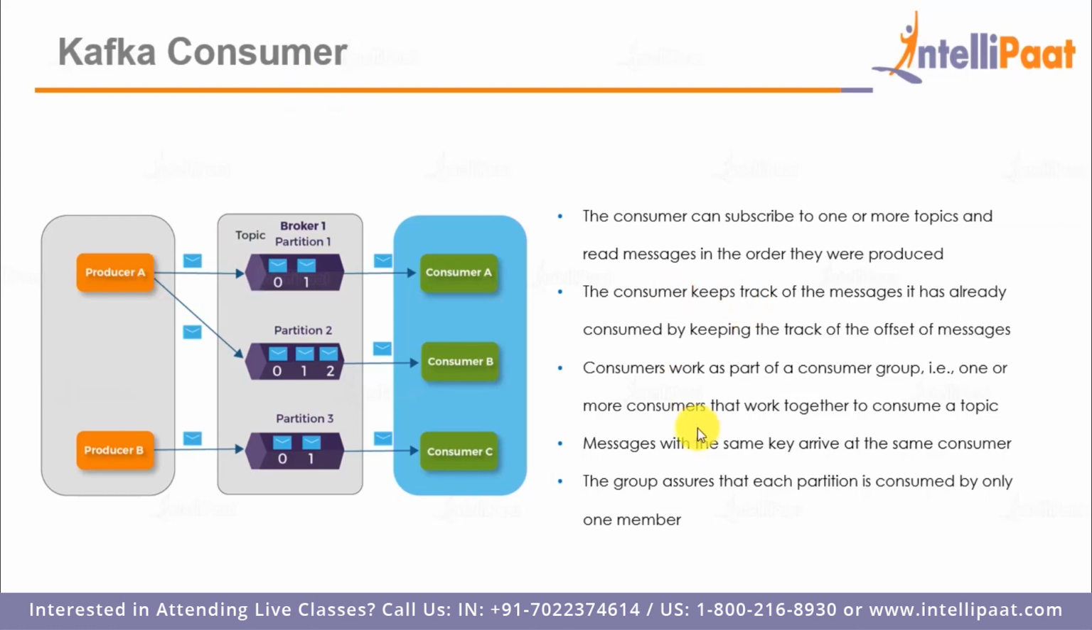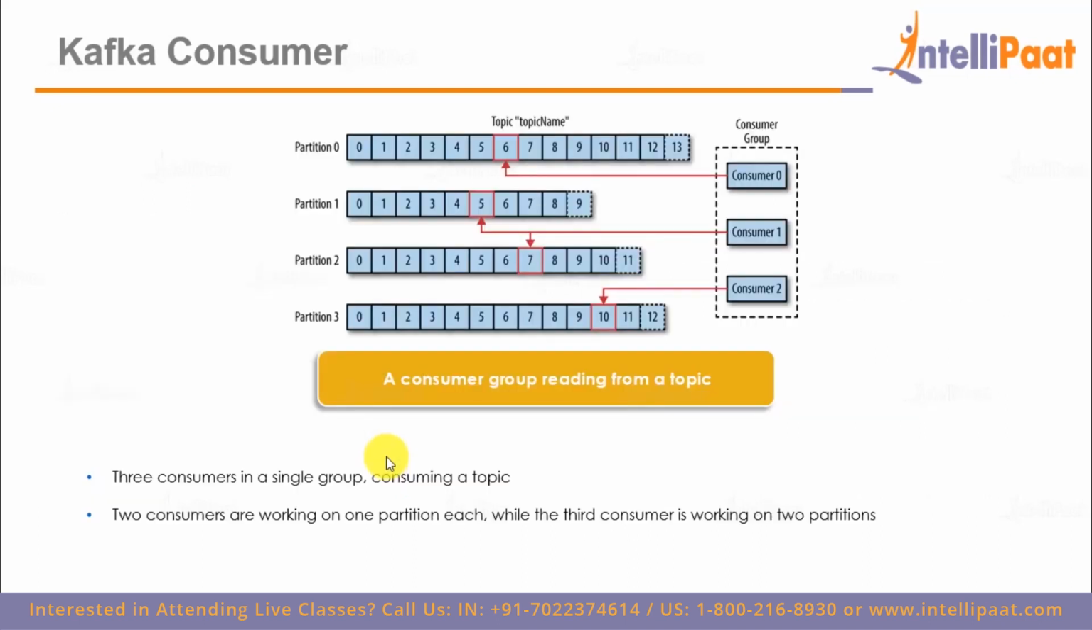So consumers can also work as a part of a consumer group. So as we see over here, we've got a consumer group. That is, we've got one or more consumers that work together to consume a topic. So over here, we've got three consumers present in a consumer group. We've got consumer A, consumer B, and consumer C. And all of these three consumers are consuming only this one particular topic. Now, messages with the same key arrive with the same consumer. And this consumer group basically assures that each partition is consumed by only one member. So over here, partition 1 is being consumed by only consumer A. Partition 2 is being consumed by only consumer B, and partition 3 is being consumed by only consumer C. Now let's look at this working mechanism.